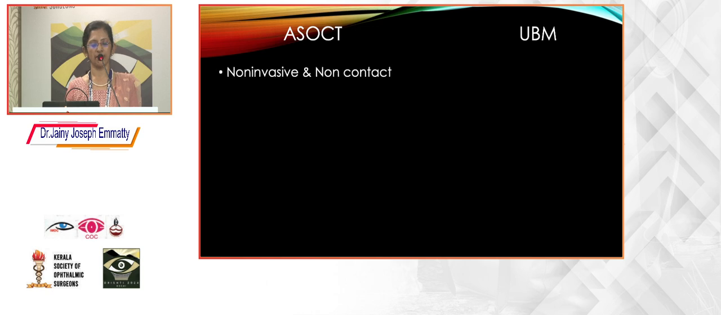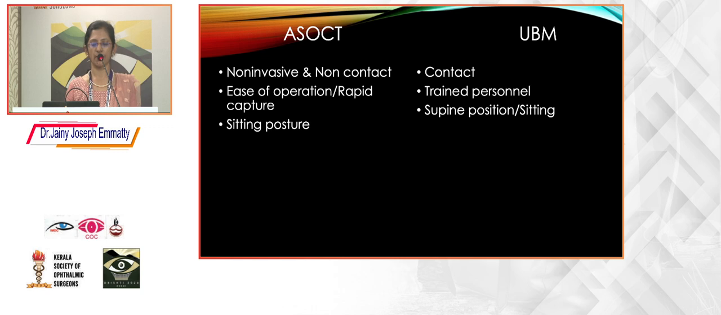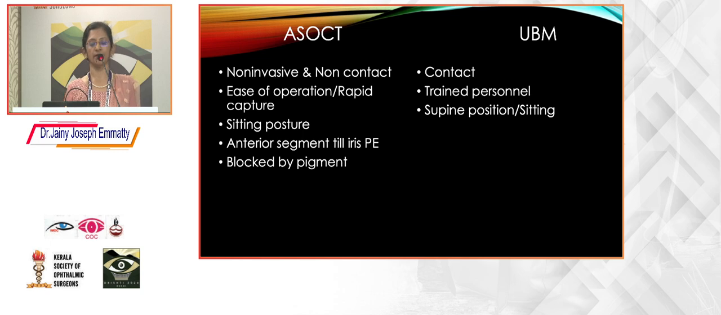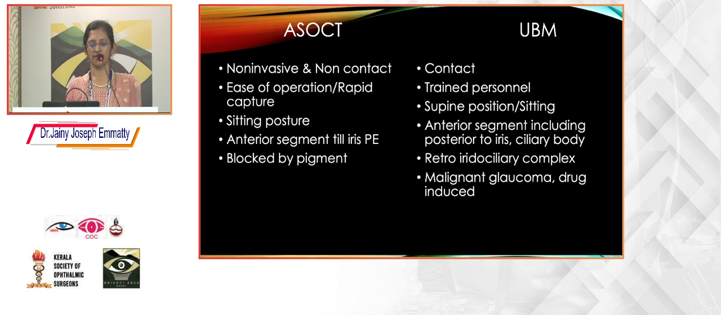So ASOCT is non-invasive and non-contact, the other one is a contact method. ASOCT is easier to operate, while the other requires trained personnel. ASOCT can be done in a sitting posture. UBM was initially done supine, but now it is available so that the patient can be examined in a sitting posture. But in the anterior segment, only up to the iris pigment epithelium is visualized in ASOCT, whereas in UBM, everything posteriorly can be visualized, up to the iridociliary complex.